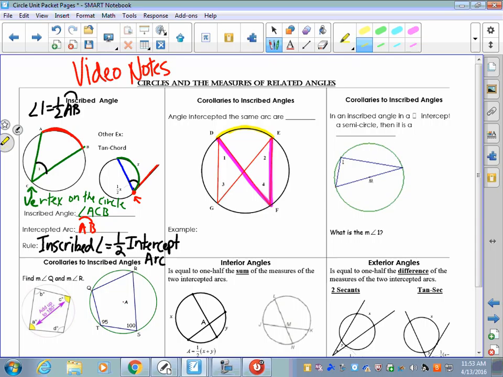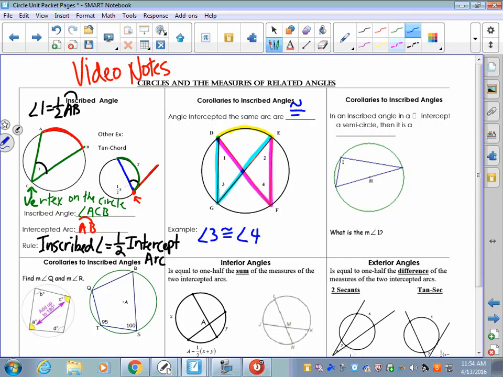Now I'm going to get a new color, blue, and highlight angle 3. Angle 3 is D to G to E. And look what intercepted arc it has. It has the same yellow curve. So this is a corollary of the inscribed angle theorem. It basically says if you have angles that intercept the same arc, then those angles are going to be, you guessed it, congruent. So I can say angle 3 is congruent to angle 4.